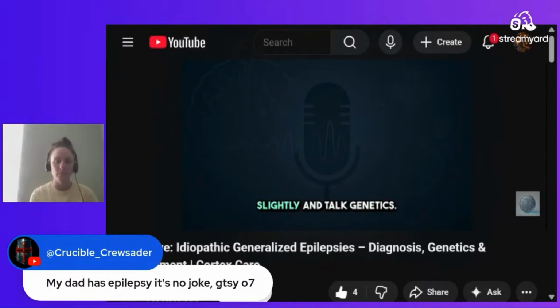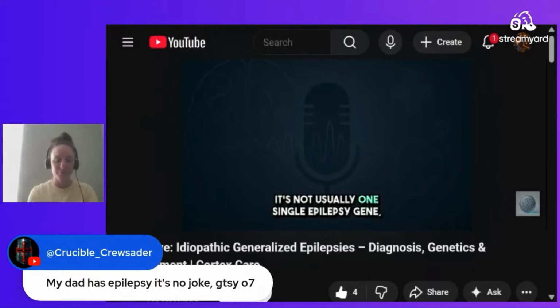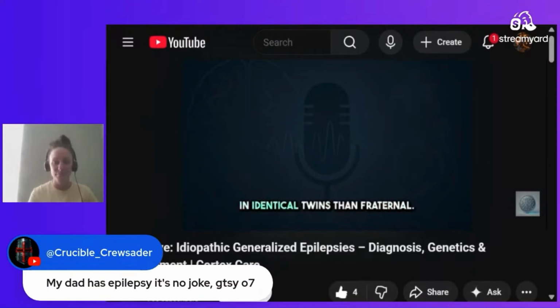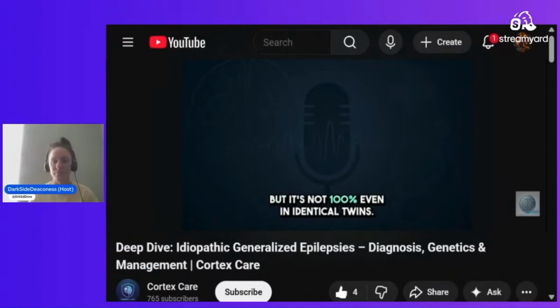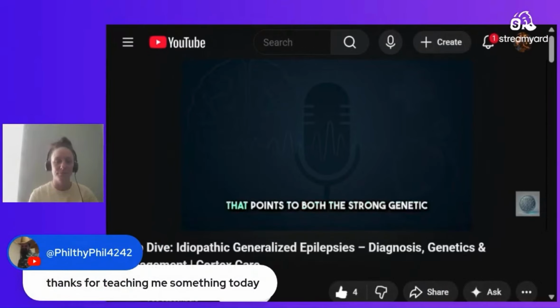Okay, let's switch gears slightly and talk genetics. We said IgE is considered genetic, but the article calls it complex. Very complex. It's typically polygenic. Meaning many genes involved. Yes, likely many different genes, each contributing a small amount to the overall risk or susceptibility. It's not usually one single epilepsy gene. Which explains why twin studies show higher rates in identical twins than fraternal, but it's not 100% even in identical twins. Exactly. That points to both the strong genetic component and the role of other factors.